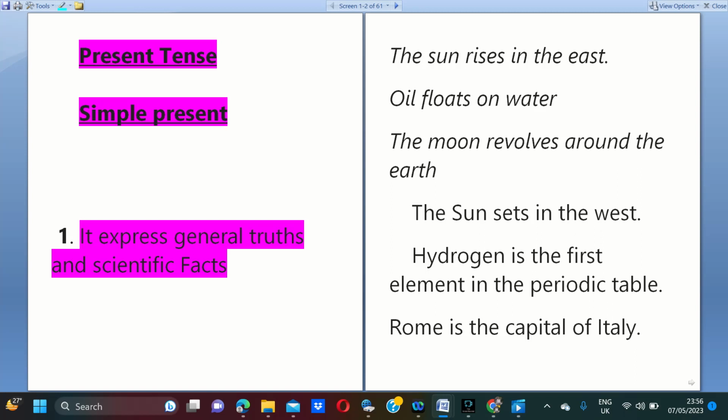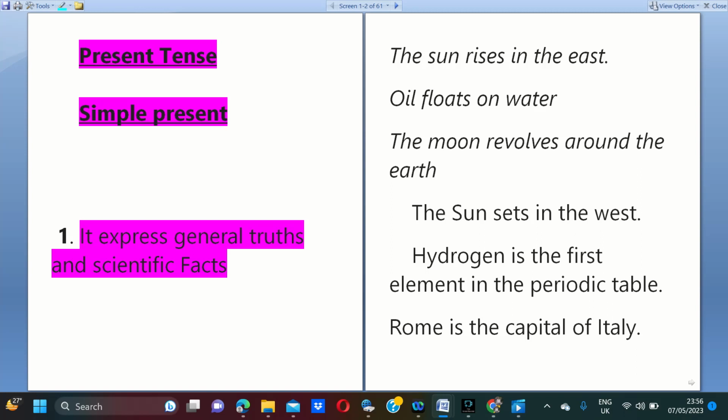First, we define tense. What is tense? Tense is the time of action. Here, tense talks about when a particular action happened. This is what tense tells us.